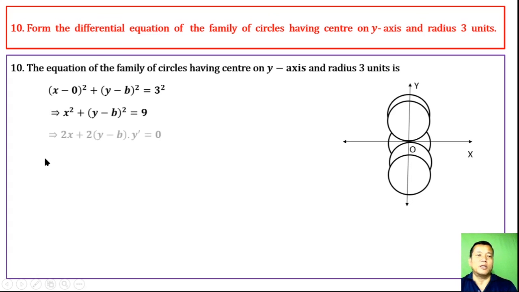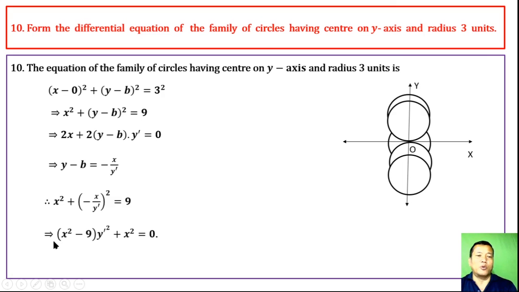Expanding we get this. Differentiating both sides with respect to x we get this, dividing by 2 we get y minus b equal to this, and putting y minus b in the above equation we get this, and expanding we get this, which is the differential equation of the family of circles having center on the y-axis and radius 3 units.